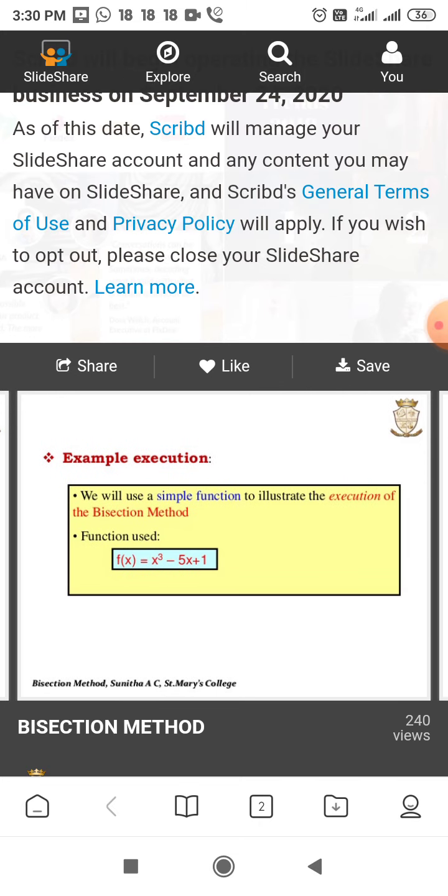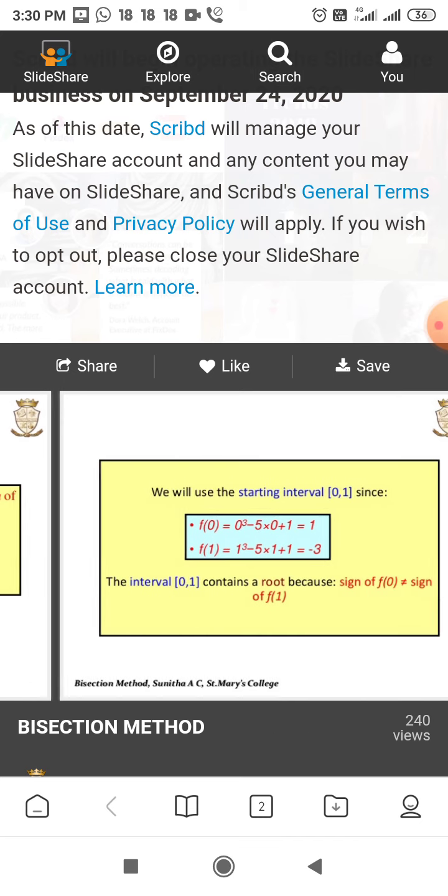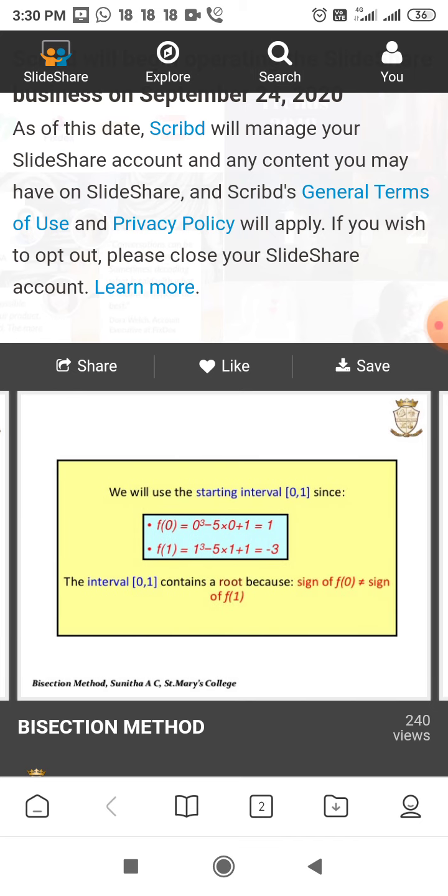This algorithm we can understand through an example. Our example is f(x) = x^3 - 5x + 1. This is the function. We have to find the root of this function by successive approximation, the bisection method. We will use the starting interval 0 to 1.